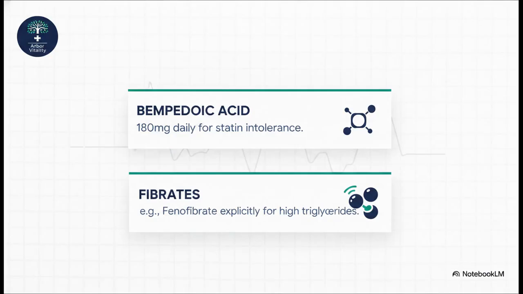Rounding out the medical arsenal, we have a few highly specialized alternative tools. Bempedoic acid is a fantastic daily option at 180 milligrams for patients who have severe, unmanageable statin allergies or intolerance. And fibrates, like fenofibrate, are deployed explicitly when hypertriglyceridemia, so excessively high triglycerides, is the primary issue. The main thing to remember here? Every little bit counts. Even a minor LDL reduction of just 2 millimoles per liter makes a massive, compounding difference in your long-term risk profile.